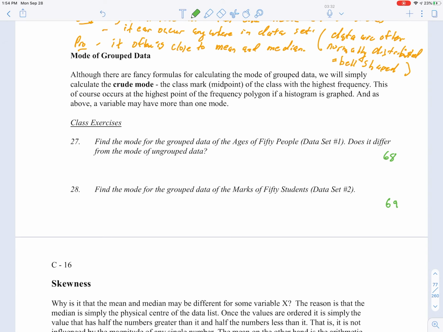And so what we had here then is the high point of the frequency polygon was 74.5. That was in the 70s class with a frequency of 12. And then for the marks of 50 students, it was in the middle of the 50s class. I think the frequency was 12, I think? And the midpoint there was 54.5. So that's what we've got for that. Sorry, this should have been a 62 over here. So 68 and 62. So you can see they're not too far off in terms of that.